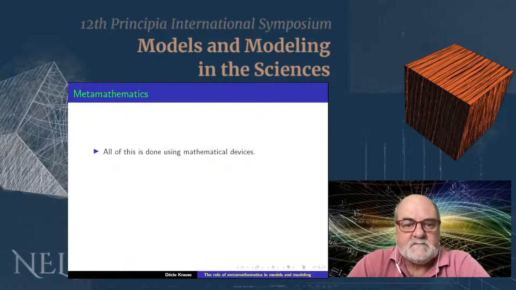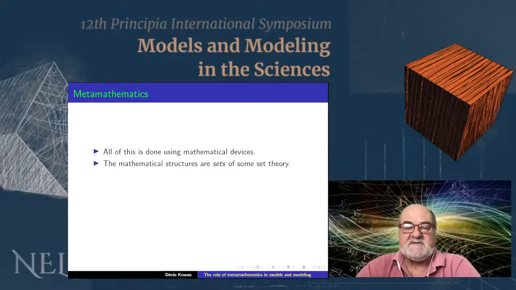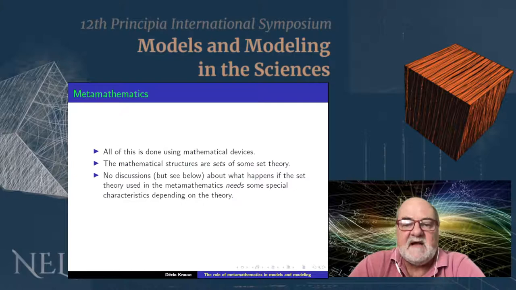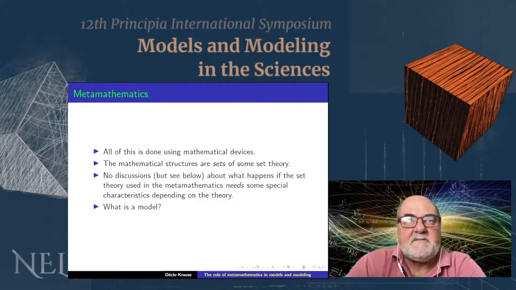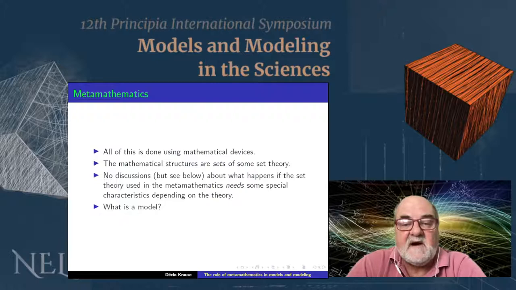Okay, all of this is made using certain mathematical devices. The mathematical structures, let us acknowledge, are sets in some set theory. There is no discussion about what happens if the set theory used in the metamathematics needs some special characteristics depending on the theory. That is, the certain theory you are trying to approach by using a model may require from the metamathematics some specific traits. And we should look at the metamathematics with respect to the needs of the modeling.